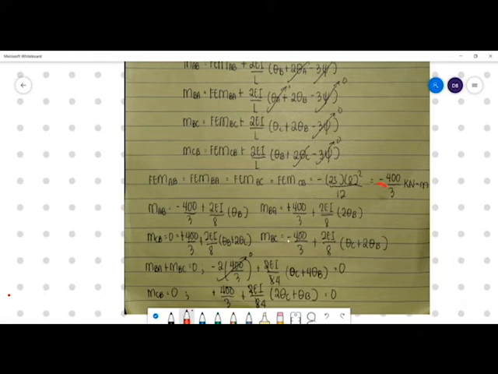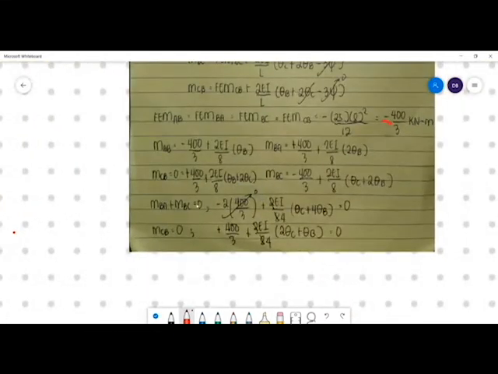Okay, MBC: negative for the left span, positive for the right span. Negative 400 over 3 plus 2EI over 8 times theta C plus 2 theta B. MCB, which is also equal to 0, is equal to positive 400 over 3 plus 2EI over 8 times theta B plus 2 theta C.